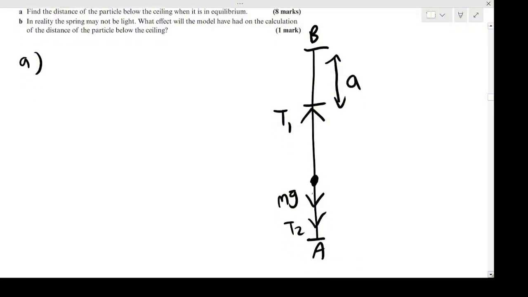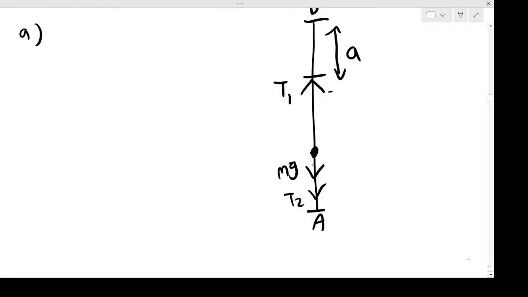So the natural length is split up. Okay, and then there'll be an extension of x. Okay, and there we are. Then obviously for the bottom string, again, there's going to be a natural length of the same natural length a, and then an extension towards the particle of y. Okay, a different extension. Hopefully you're happy with that.